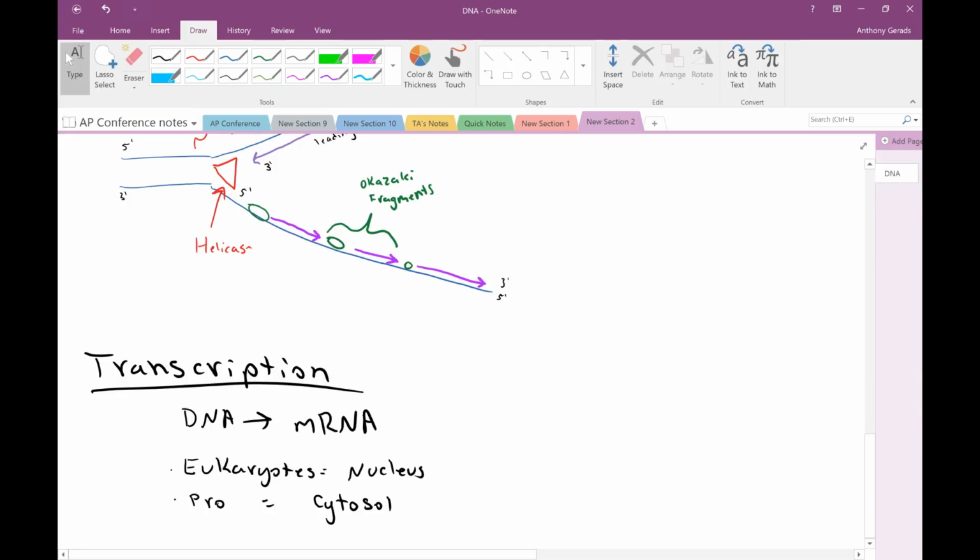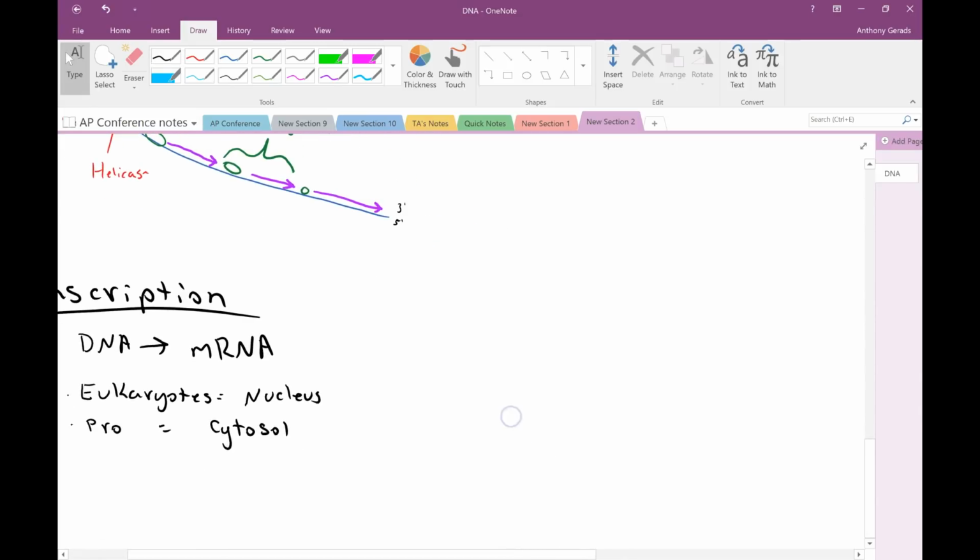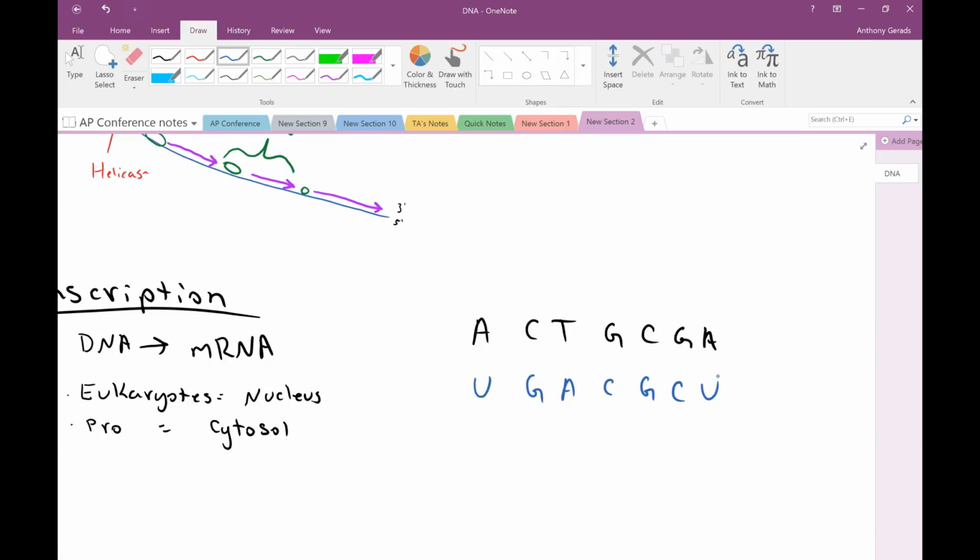Okay, and there's 3 big steps for this whole thing. So basically, if I were to take DNA and I had like A, C, T, G, C, G, A, first off, how do I know that's DNA? Because that's a T. That tells you right there it's DNA. And if I were to make the complementary mRNA strand, it would be U, G, A, C, G, C, U. Because now I have U's, I don't have T.